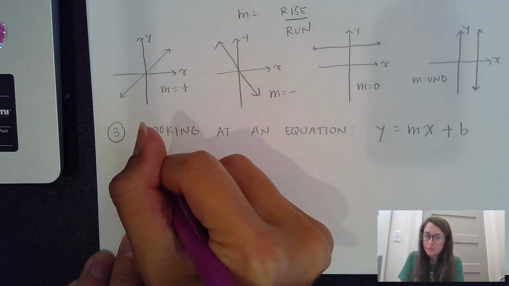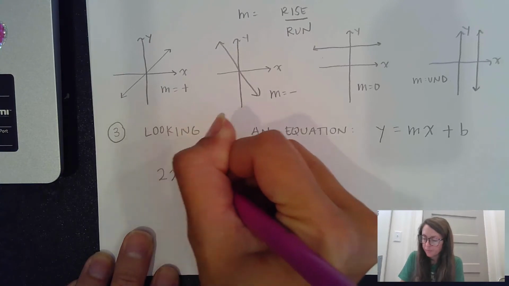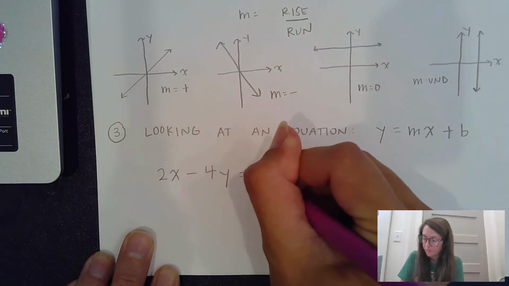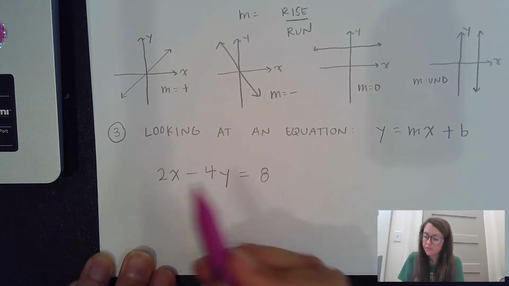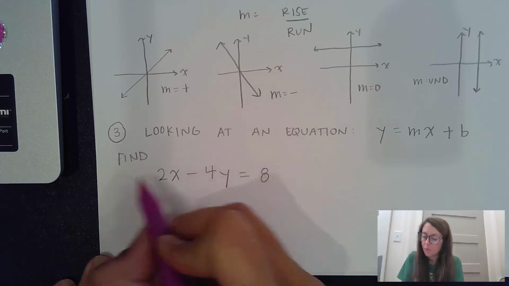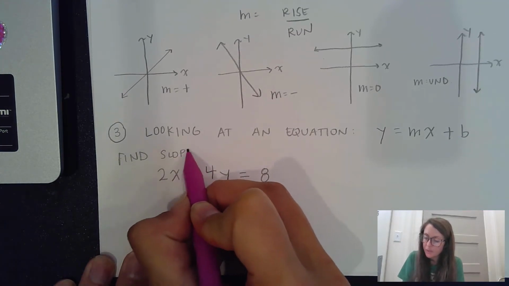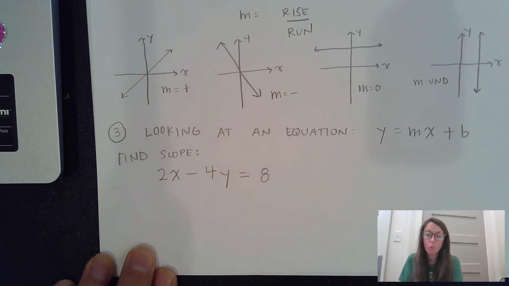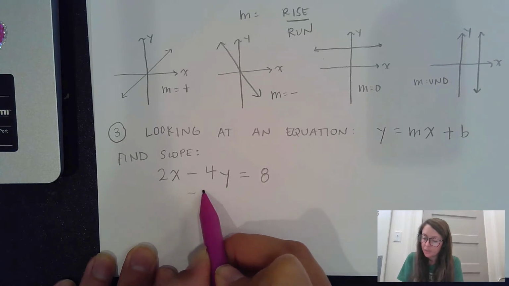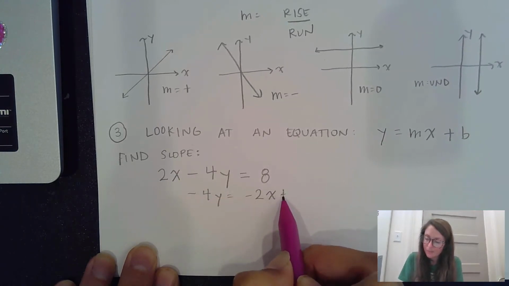So a lot of times our equations are in standard form. So here is an equation that's in standard form. Standard form just means that the x and the y are on the same side. So if I wanted to find the slope here, I would need to solve this equation for y. So I'm going to move the 2x to the other side. When I move the 2x to the other side, it becomes a -2x.